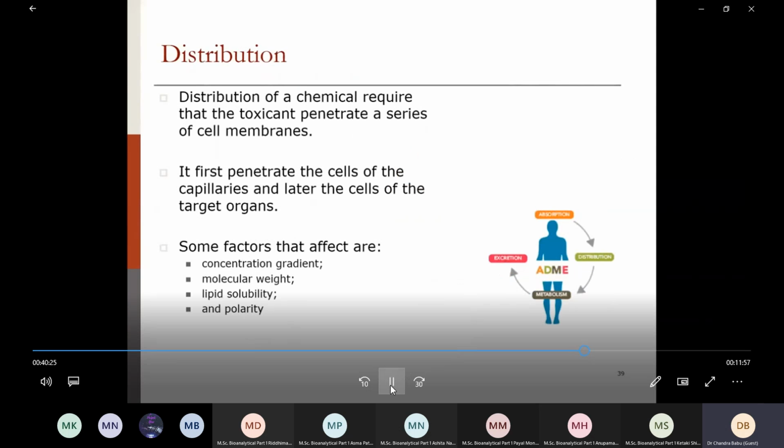So once it's been absorbed, it's already in our system, what happens? Well, distribution of a chemical requires that the toxicant penetrates the membranes, as we already mentioned. It will first penetrate the cells of the capillaries, and later it will move around different organs and tissues. Some factors that will affect how it's distributed are the concentration gradient, the molecular weight of that contaminant or pollutant, how lipid soluble they are, and how polar they are.